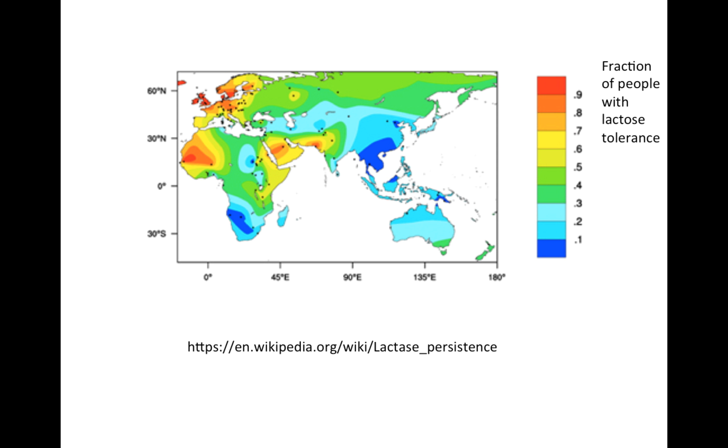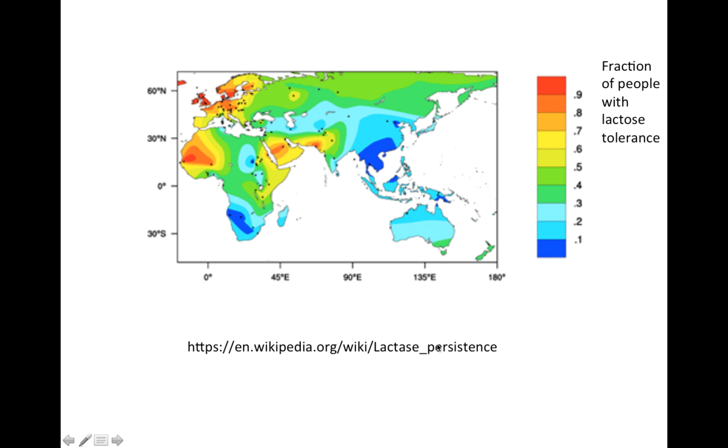Okay, but let's return to lactose and lactase. So this is a map of lactase persistence. Okay, let's stop on that for a minute. What do we mean by lactase persistence? So to persist means to continue. So actually, lactase persistence means having lactase expression in adulthood. So that means lactase persistent individuals are individuals that are lactose tolerant because they can digest lactose in adulthood.